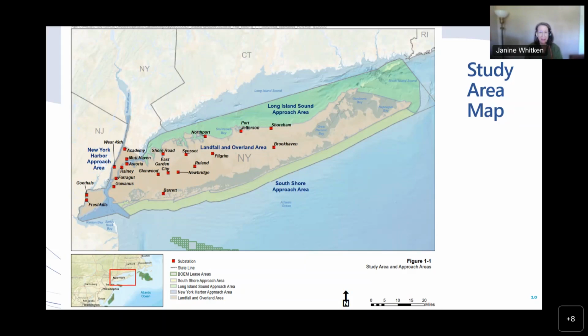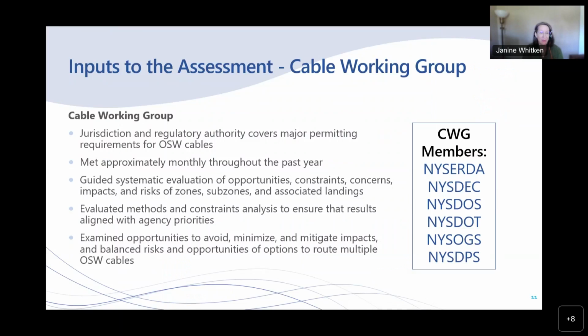In the next slide, this is really a key input to the assessment process. Early in the process, NYSERDA established the cable working group made up of the agencies you see listed here to provide input, feedback, and guidance.